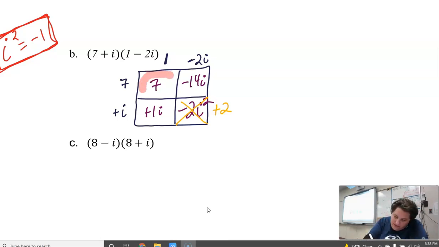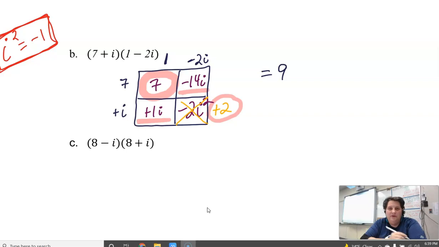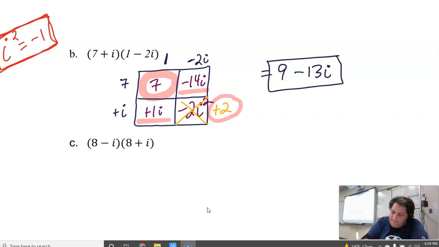Now, let's go ahead and add the real numbers. Okay? 7 plus 2 is 9. Now let's go ahead and add the imaginary numbers. Those are on the other diagonal. Okay, 1 minus 14 is negative 13i. All right, and then that's how we'll do that.